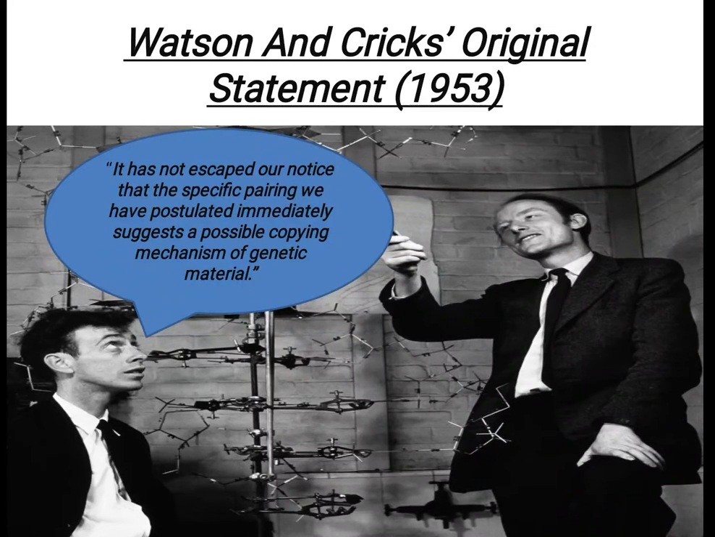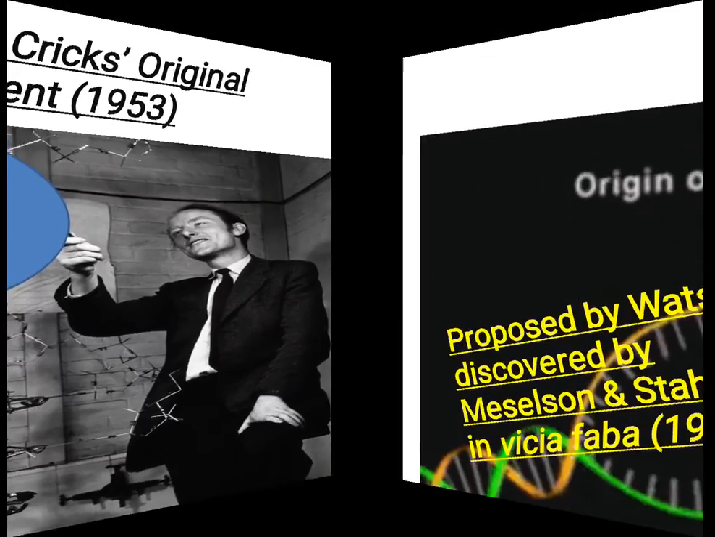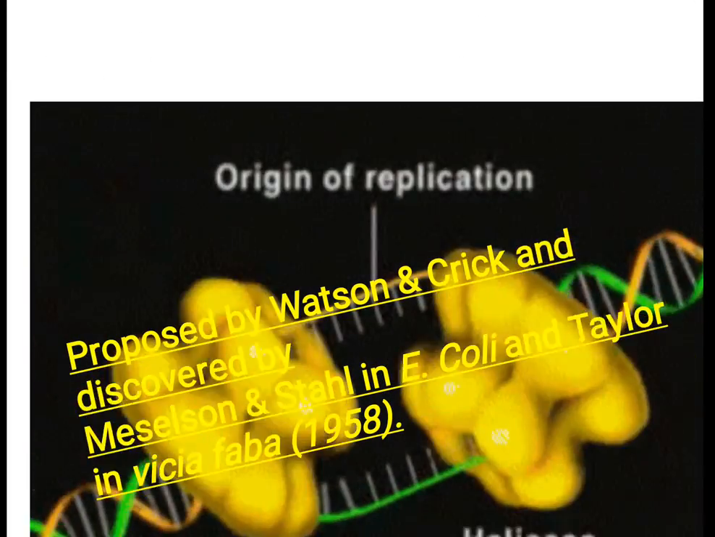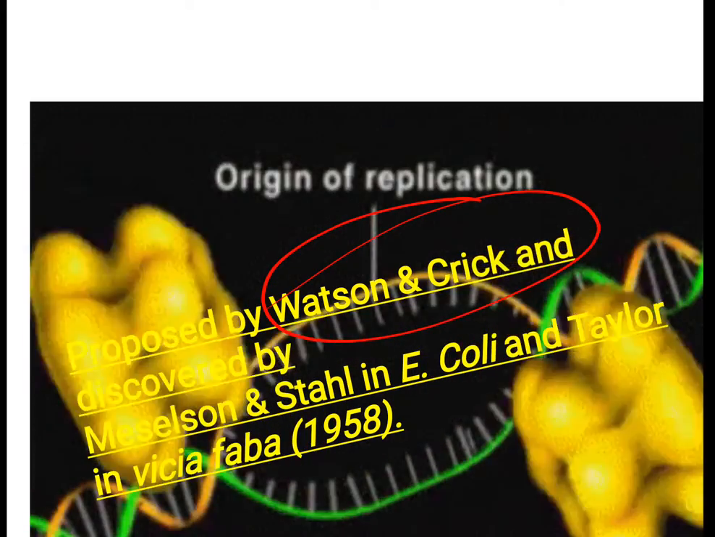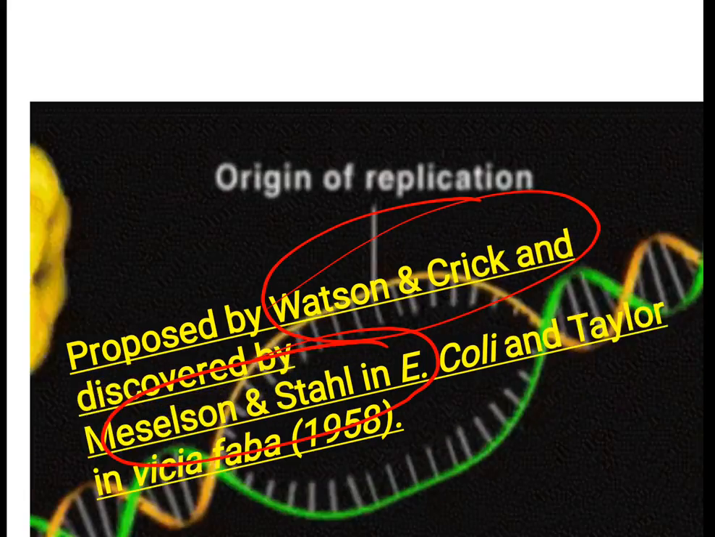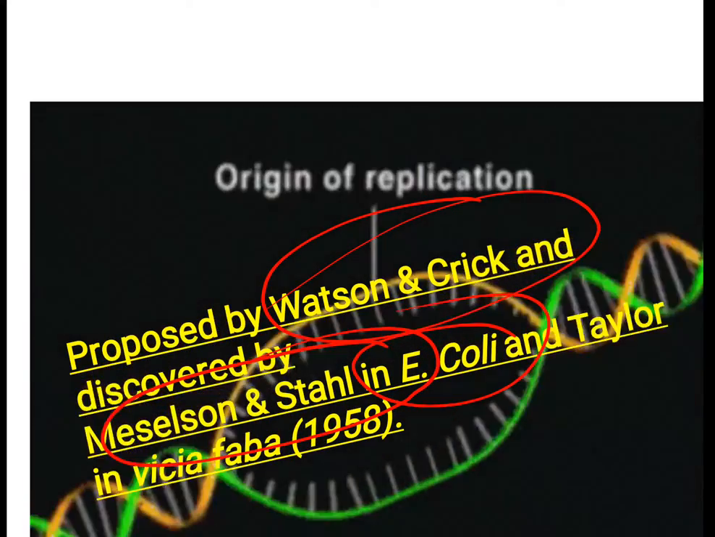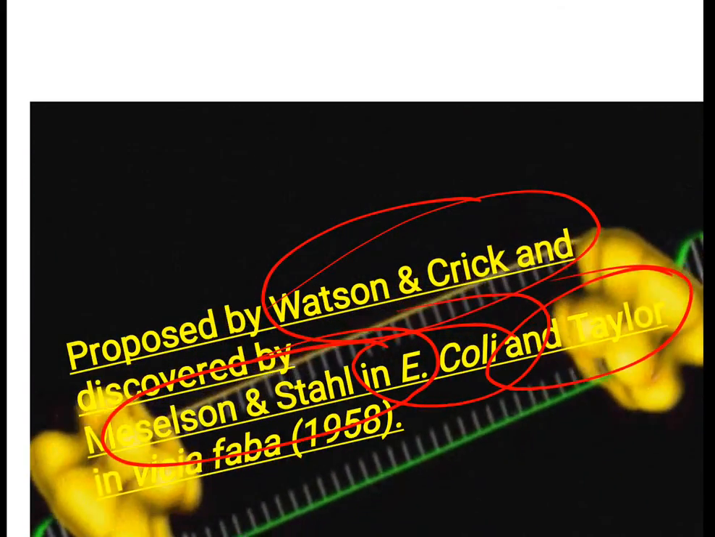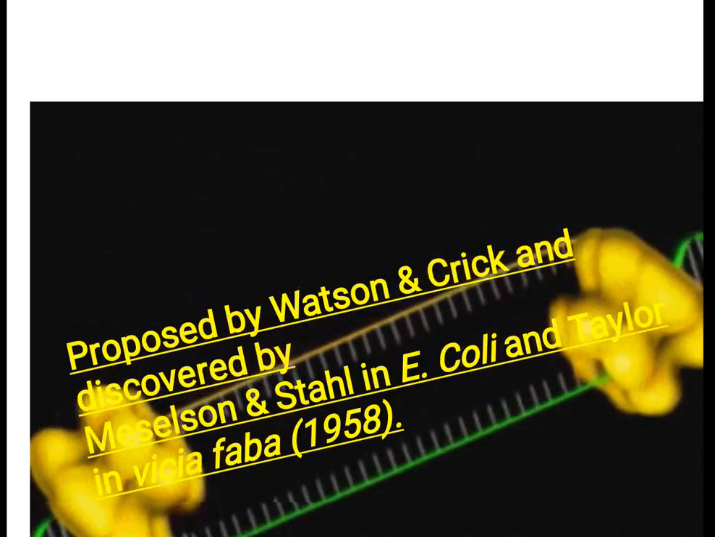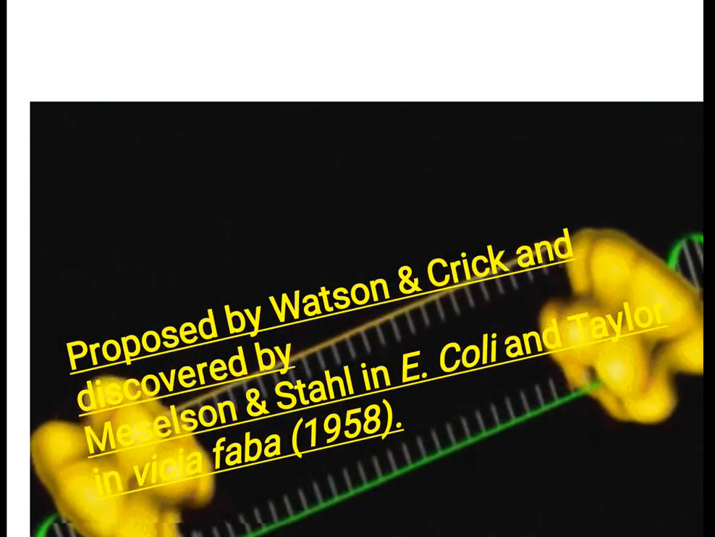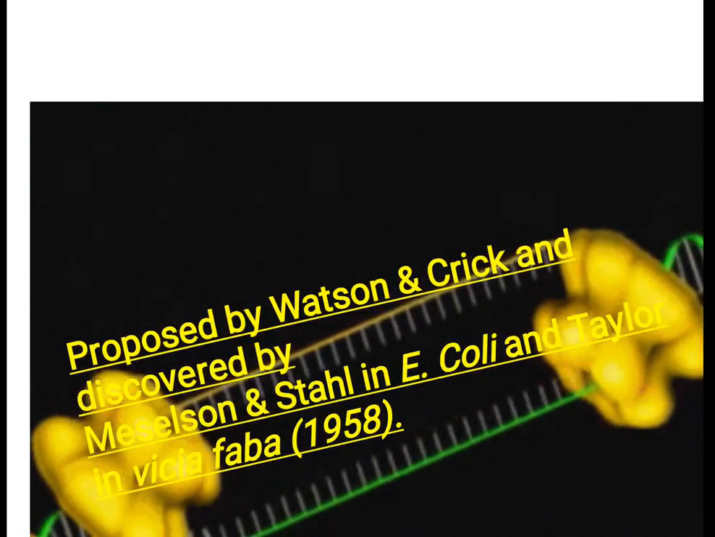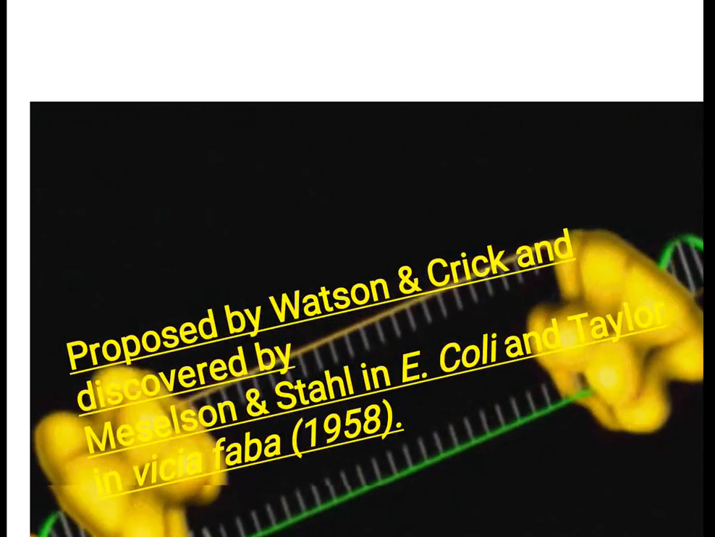They suggested that this was the way the DNA could replicate. But actually the mechanism was proposed by Watson and Crick but was discovered by Meselson and Stahl in the organism Escherichia coli, and it was discovered by Taylor, another scientist, in Vicia faba, and this discovery occurred in 1958. Dear students, I repeat again: the mechanism was proposed by Watson and Crick and discovered by Meselson and Stahl.